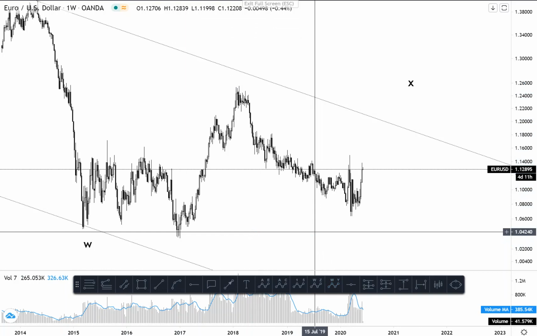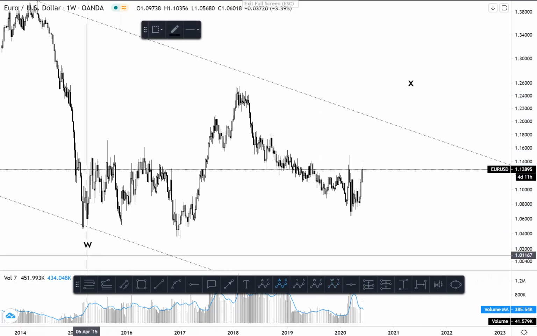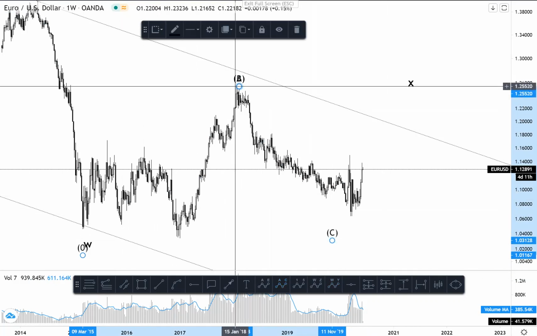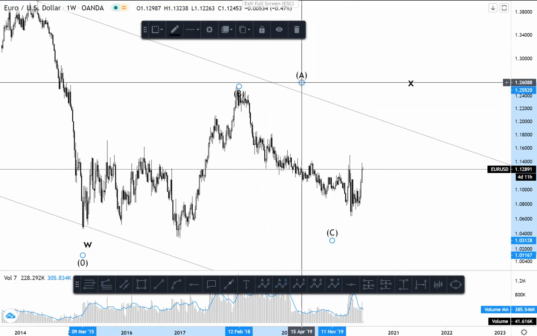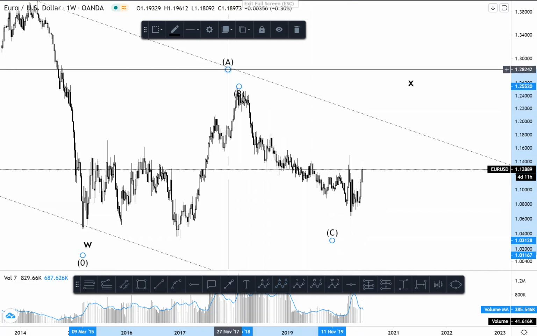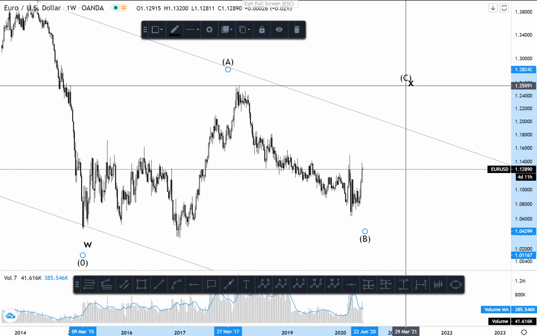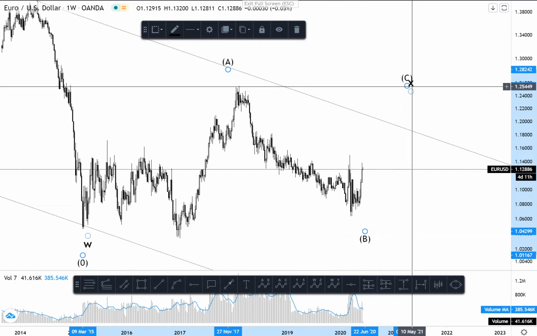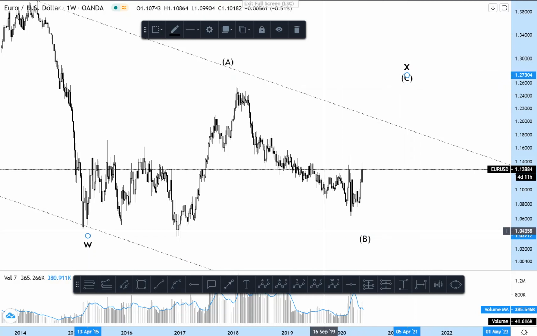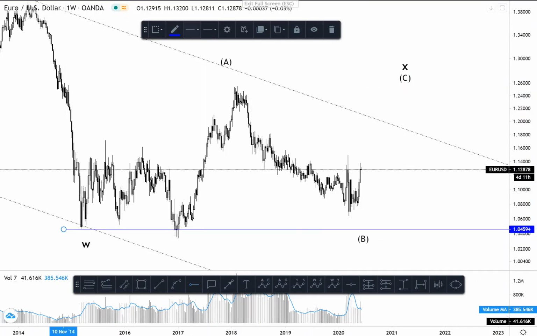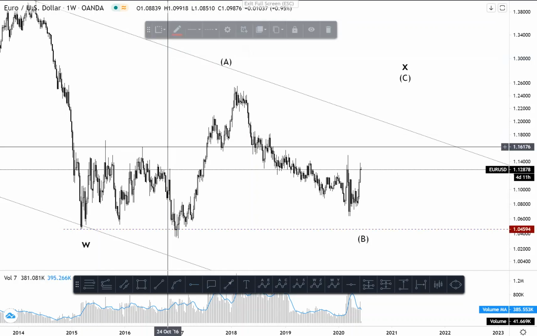Now, this can simply just be flat, and we could be forming the next wave B with C meeting the previous wave A. So we know our nominal low is wave W. So putting all of this into perspective, we know that any breach of wave W would indicate a sideways correction.